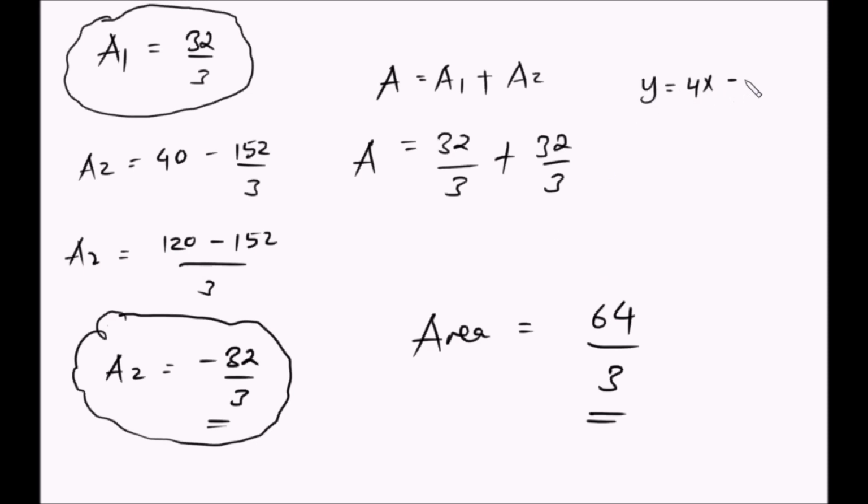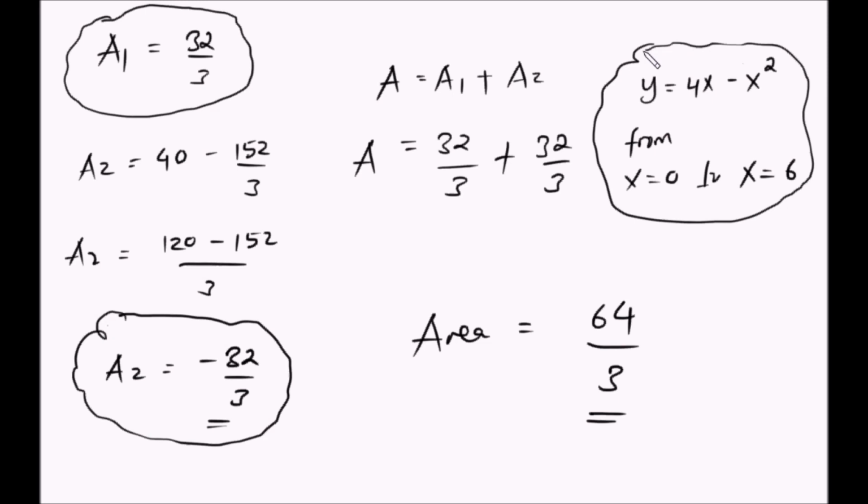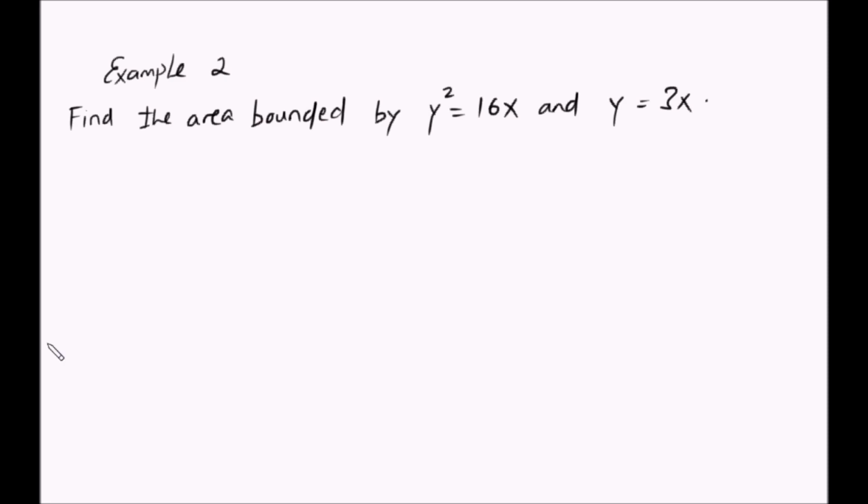So this is the area under this curve from x equals to 0 to x equals to 6. So area ndo hii 64/3. So that is example 1. Finito. Let us see now example 2. So this now is example 2.